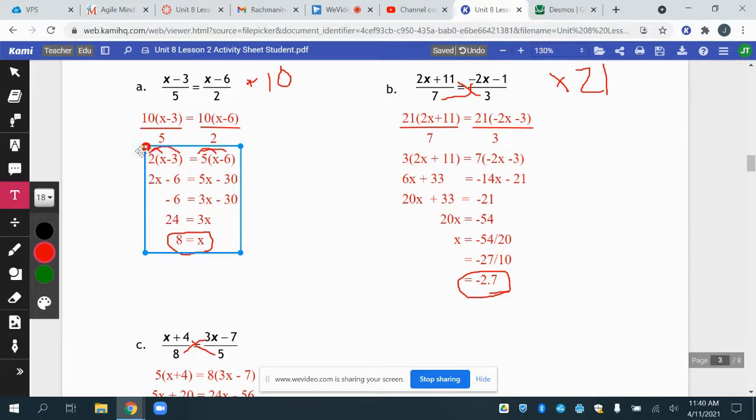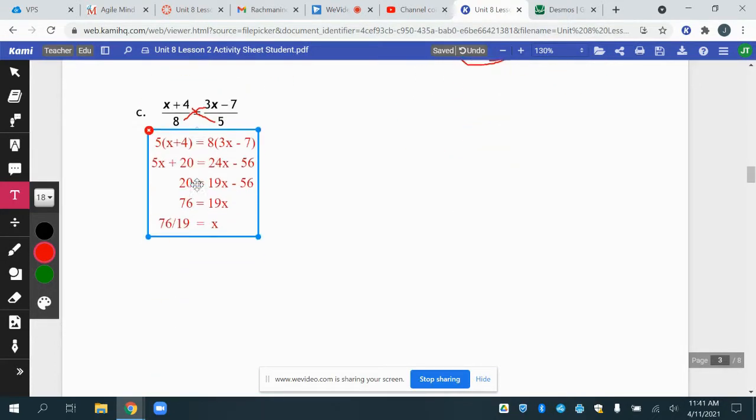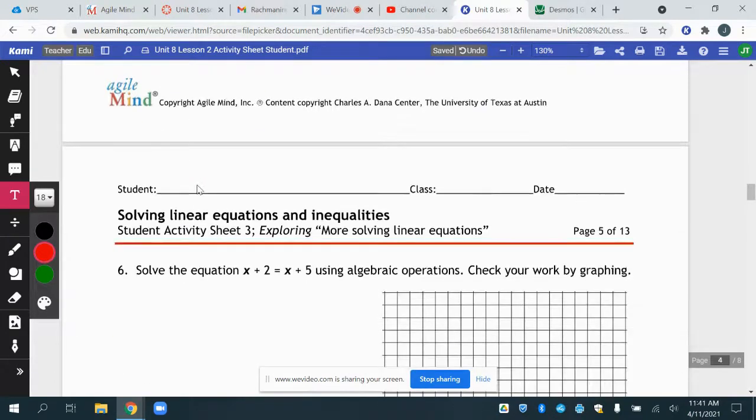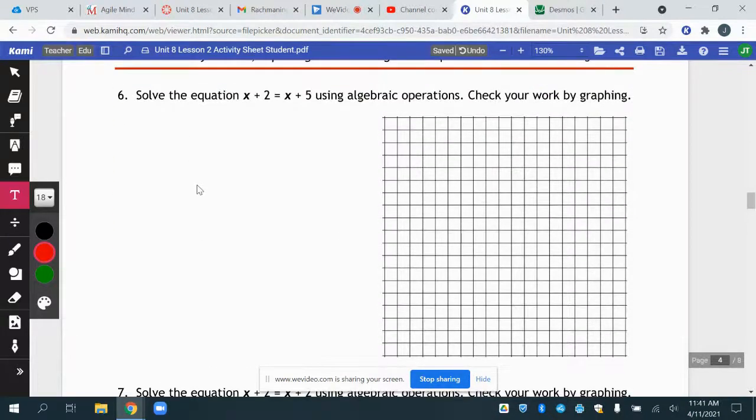You might have been able to figure out the first one by being like, hey, I can figure this out just by fiddling around with the numbers in my head. C, not so much. And that's why we're learning these tricks. We're solving this using algebraic operations. We're going to check our work by graphing. Okay, great. We're going to graph these ones. It's going to be awesome.